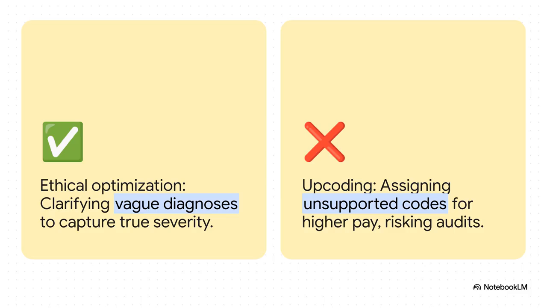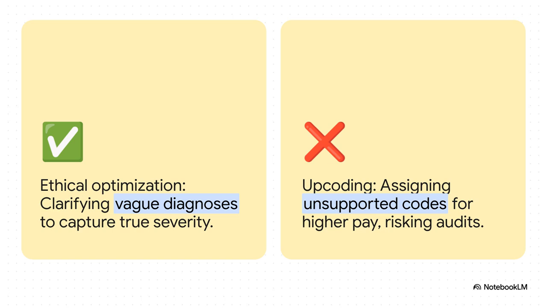Ethical optimization is when your CDI specialist queries a physician to clarify a vague diagnosis, like turning a generic CHF into acute on chronic systolic heart failure. That simply ensures the hospital is compensated for the true severity of the care provided. Upcoding, on the other hand, is assigning a higher paying code that the clinical documentation simply doesn't support. Upcoding is straight up fraud under the False Claims Act, and it triggers severe penalties.